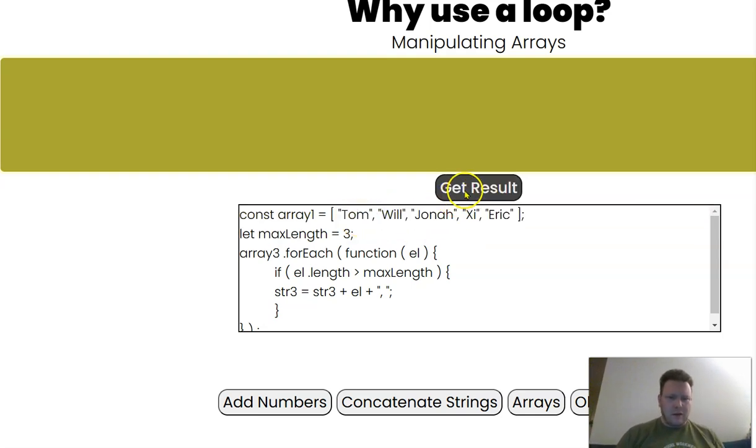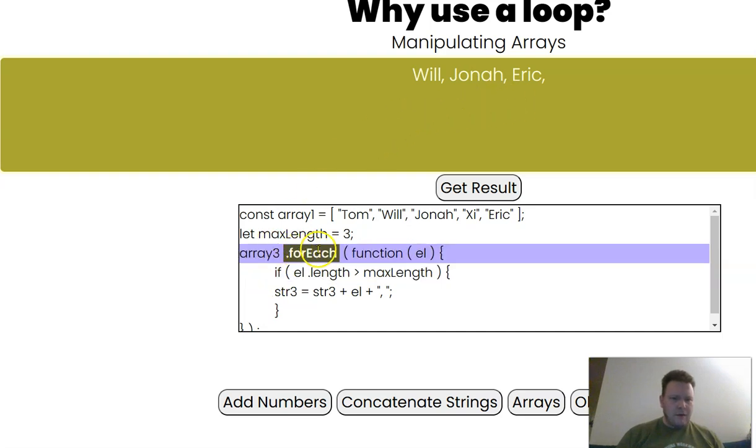So if I click on the link, it shows me, of course, names that are more than 3 letters long. The nice thing about this type of array loop is that it performs the action on every element, and you don't need to know how many elements are in the array. You can trust that it will perform the action on each element.